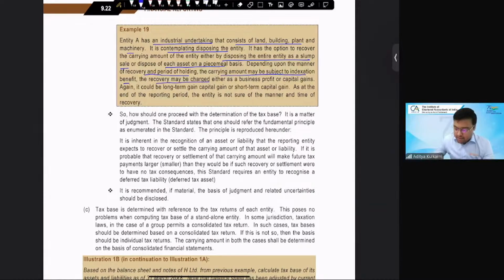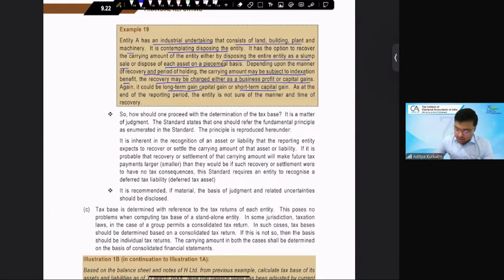The recovery may be charged either as a business profit or capital gains. Obviously, if you go on a piecemeal basis, there may be some assets on which you can claim indexation. There will be some assets, the depreciable ones, which go under the block. So therefore, no indexation benefit. It could be capital gains if it is a slump sale. It could be business profit if I sell it on a piecemeal basis, my inventory item. So the treatments are different. Again, it could be either a long-term gain or a short-term gain.